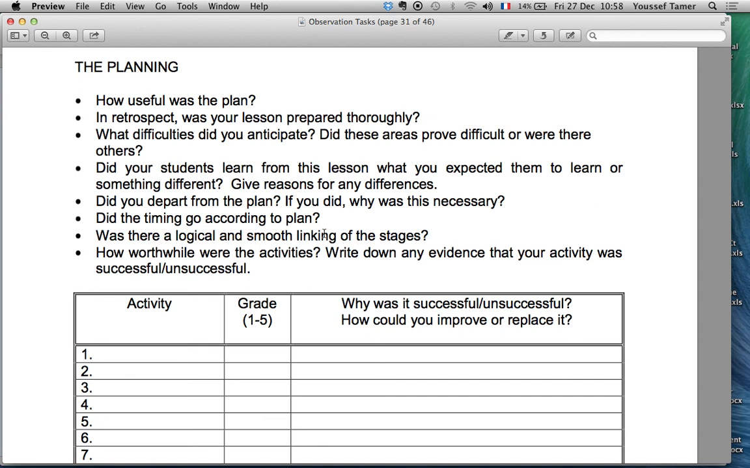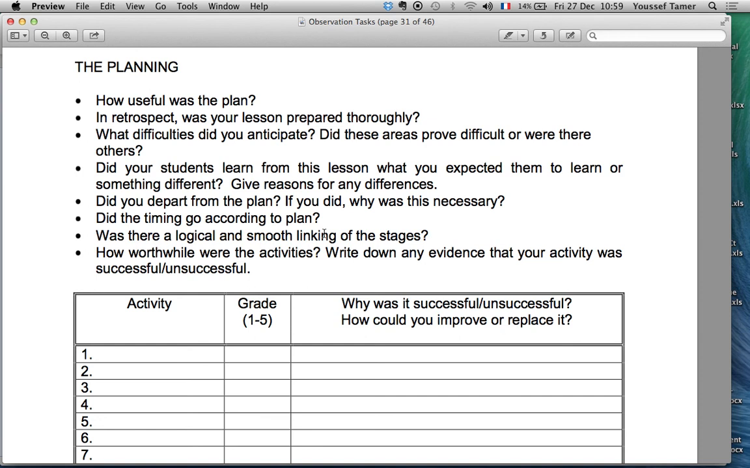Did you depart from the plan? If so, why was this necessary? You know, depart from the plan, like a social chatting, or instead of talking about your main topic or questions, you use others, etc. Instead of using one kind of logistics, you use another. Yeah, something like that. Did the timing go according to plan?